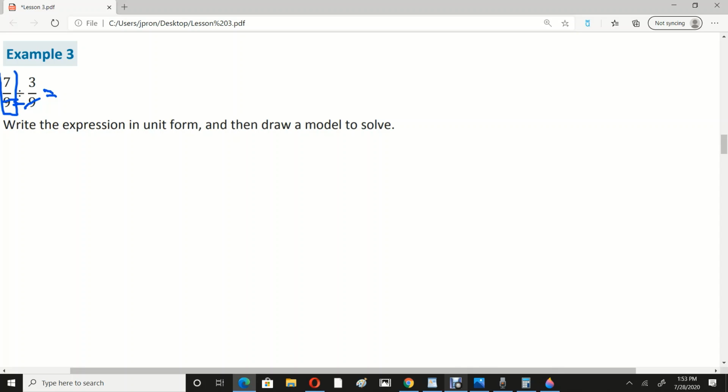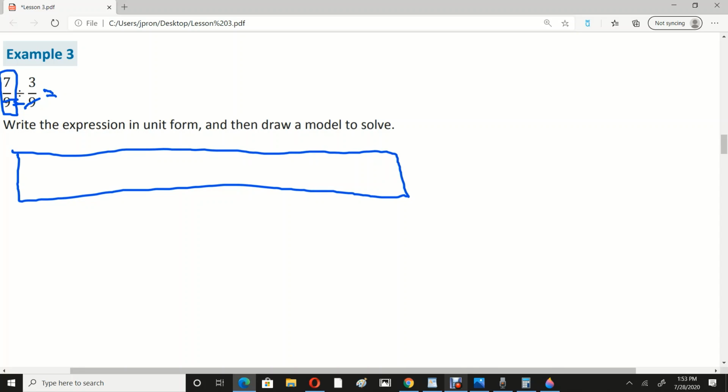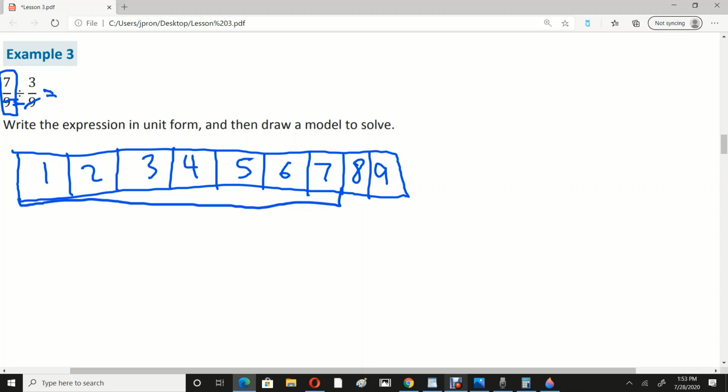So we have our dividend right here, 7/9. So we're going to take the whole again. We're going to make our bar right here. It's going to be the whole, and we're going to separate it 1, 2, 3, 4, 5, 6, 7, 8, 9 ninths. And we're only going to need 7 ninths of that. So we're going to borrow that. We have 7 ninths right here, and we want to separate it into groups of 3 ninths.